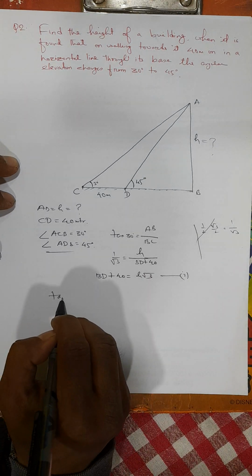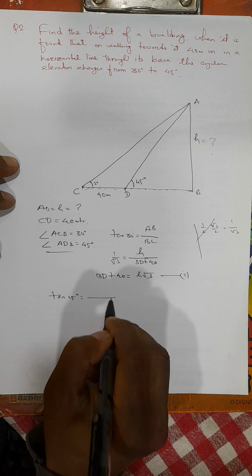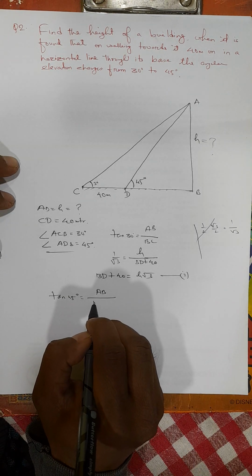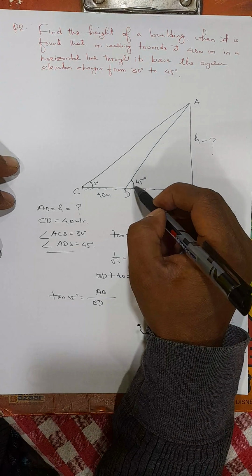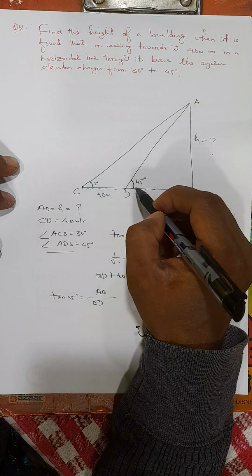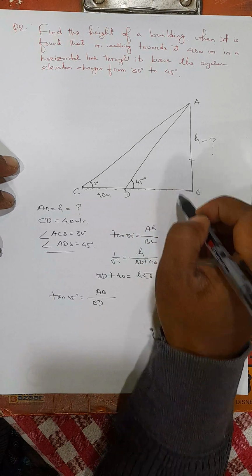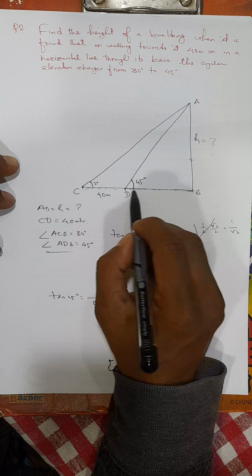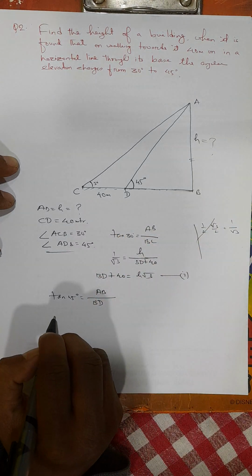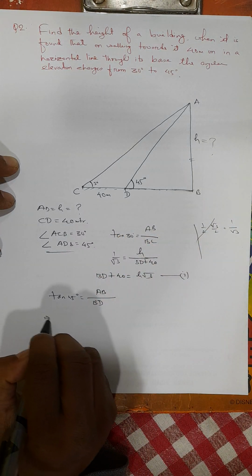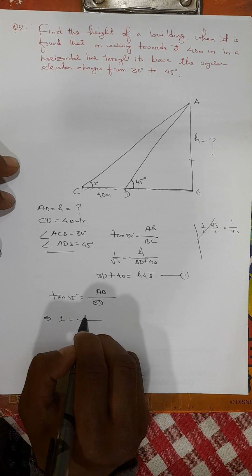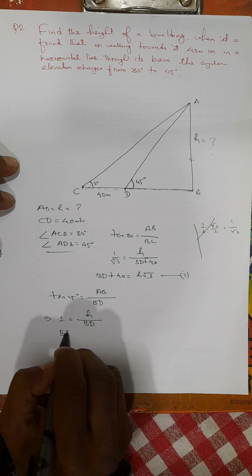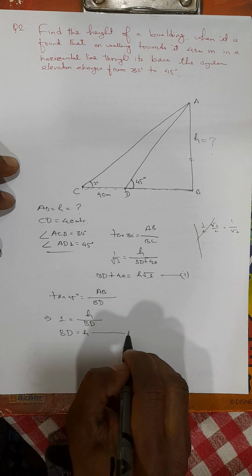Again tan 45 degree. What is tan 45 degree here? Opposite side by adjacent side, BD. Opposite side means angle side opposite to 45 degree angle. This is opposite side, AB. Adjacent side means this side, BD. So tan 45 degree, you remember, it is 1. AB equal to H, BD. So what is BD? H. This is equation number 2.